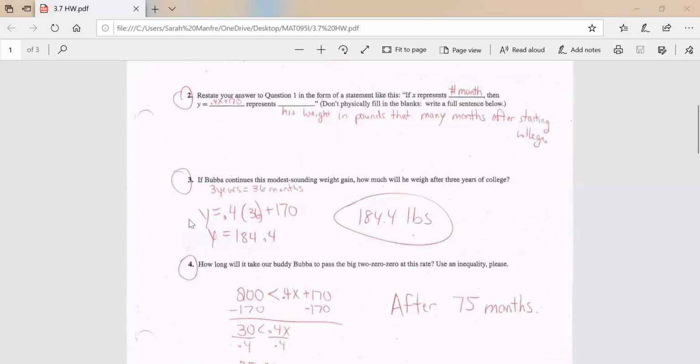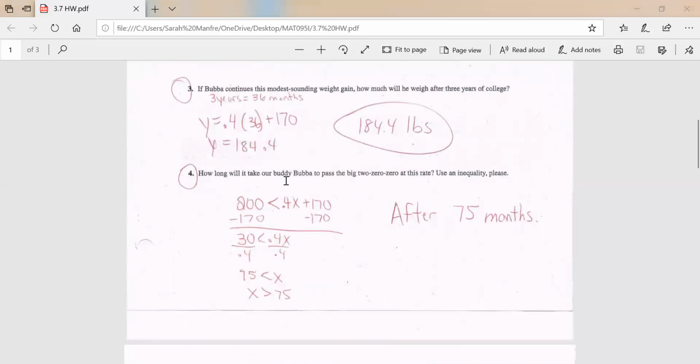So question 3 says, if Bubba continues this modest, astounding weight gain, how much will he weigh after 3 years in college? Well, 3 years is 36 months, because remember, x is the number of months, not years. So it's 0.4 times 36 plus 170, which gives you 184.4 pounds.